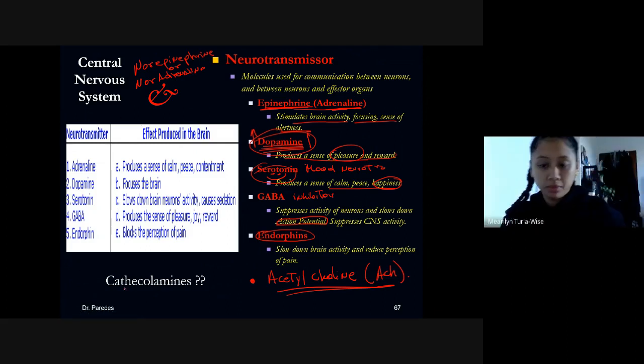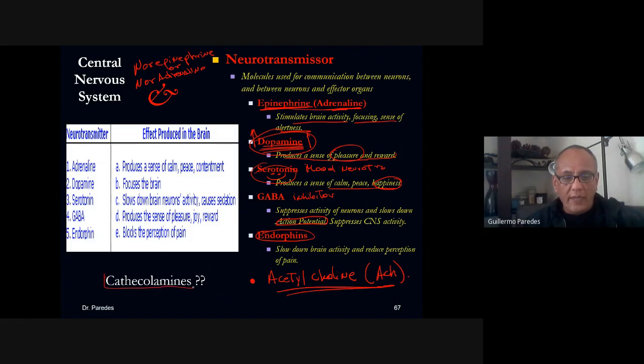Now, catecholamines. What are catecholamines? Catecholamines are the adrenaline or epinephrine, right? Plus the noradrenaline.